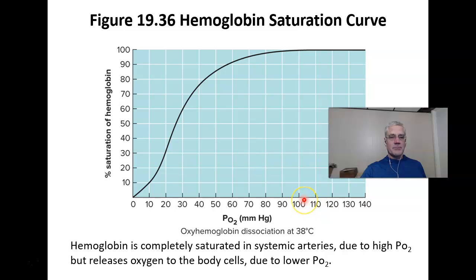Hemoglobin binds a lot of oxygen, nearly 100%, where there is plenty of oxygen. Where's that? In the lungs, right here. That's what this curve is telling you.